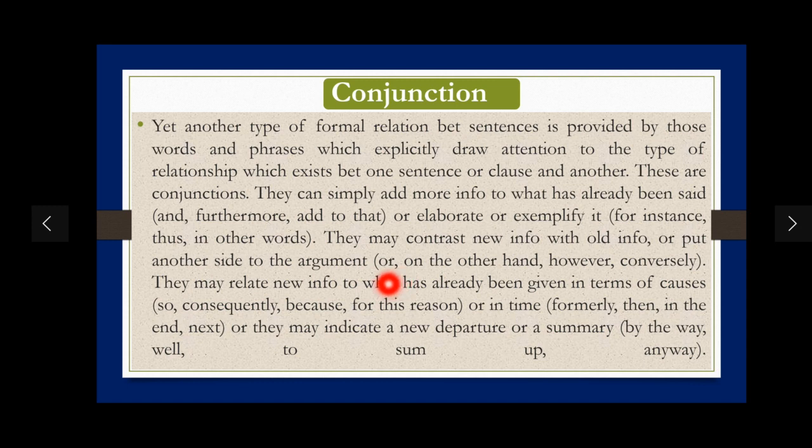So then you can say on the other hand, however, or conversely. They may relate new information to what has already been given in terms of causes. So you can use so, consequently, because, for this reason. In time, you can say formally, then, and next. Or they may indicate a new departure or a summary. Then you can use by the way, while, or to sum up, anyway. So these are different conjunctions.